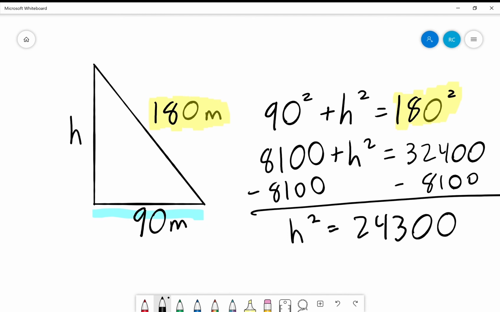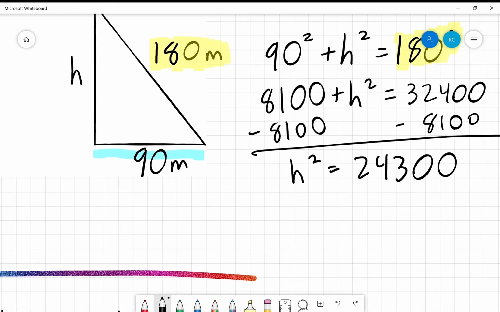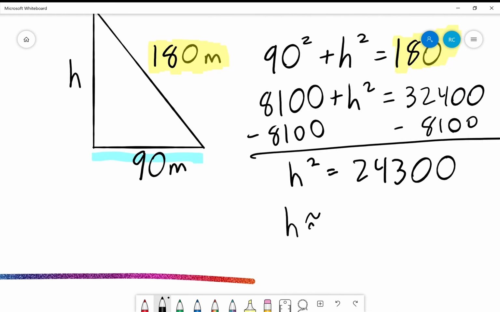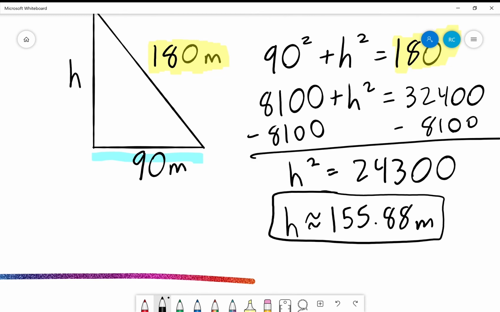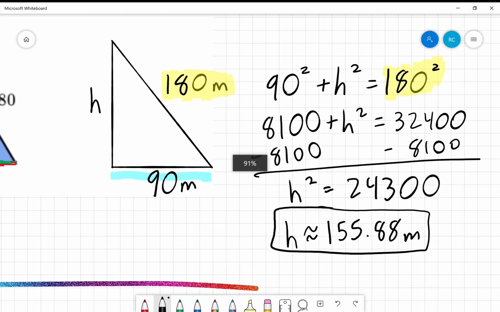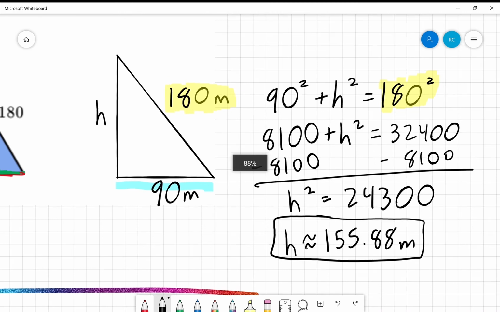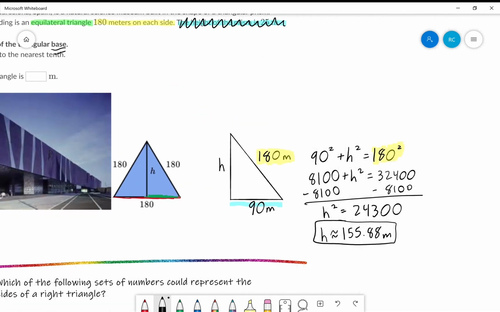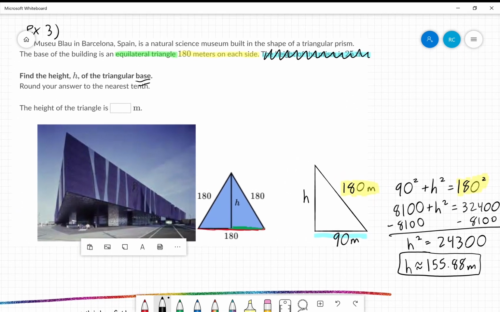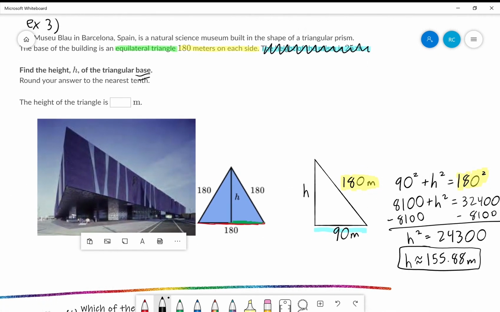And the square root of 24,300 is approximately 155.88 meters. Notice how in this problem, because we're using a real-world situation, I don't mind being a little bit inaccurate and getting a decimal. Because in real world problems, having a decimal that's a little bit inaccurate is better than having a square root that is perfectly accurate but nobody can understand.